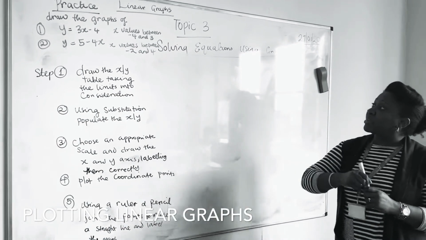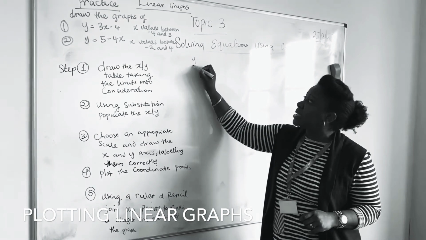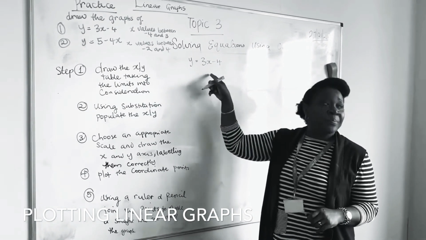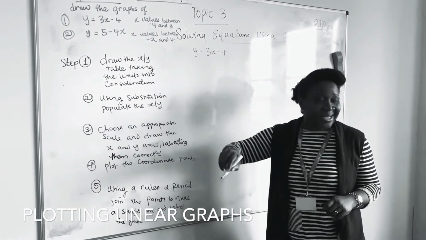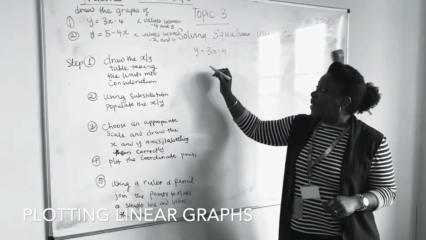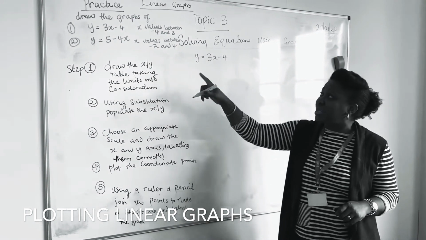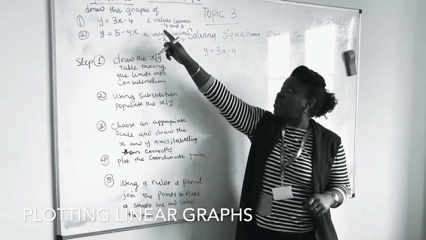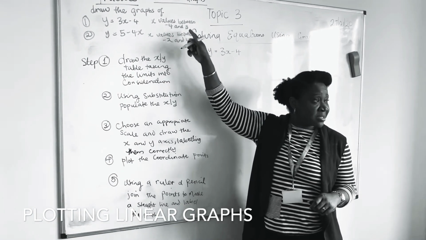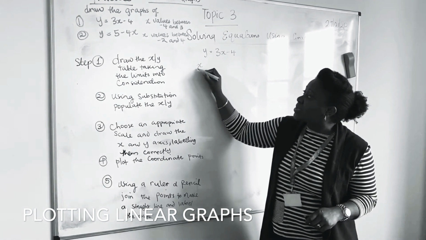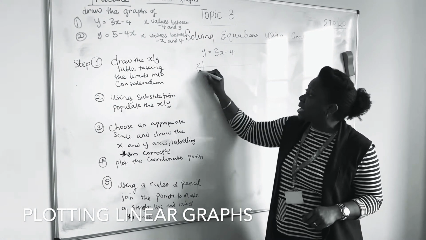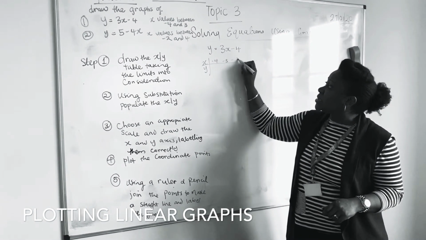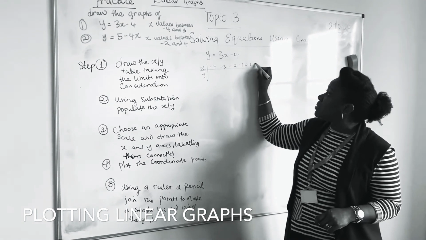So to be able to draw the graph that we're looking at now, y is equal to 3x minus 4, the first step to being able to plot that graph is to draw the xy table. And to draw the xy table, you need to take into consideration the values that have been given in the question. The values in the question say it goes from minus 4 to 3. So that's what you want to put on your xy table. I'm just going to put that in and you guys can help me to populate it. I've got minus 4, minus 3, minus 2, minus 1, 0, 1, 2, 3.